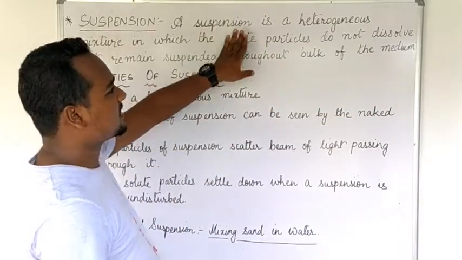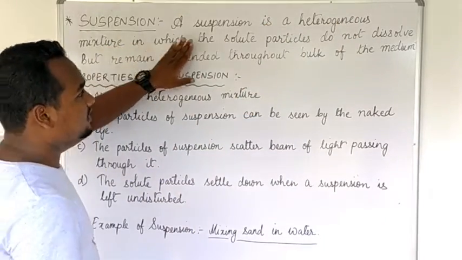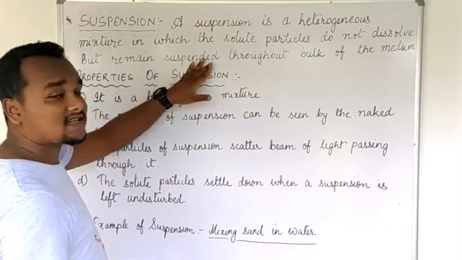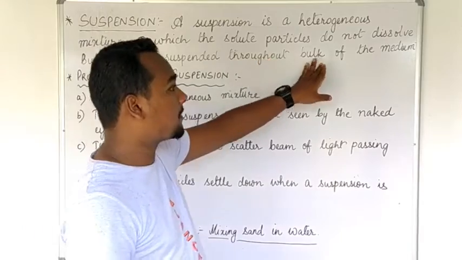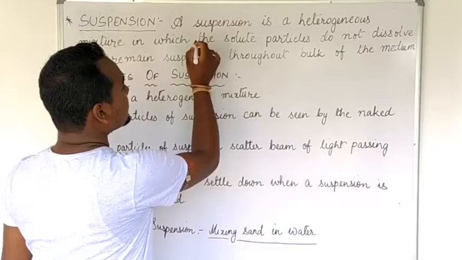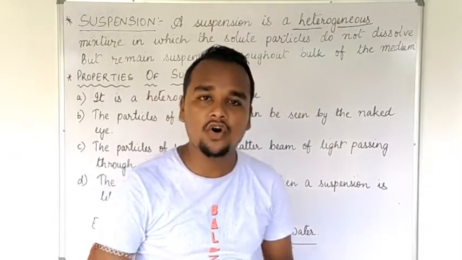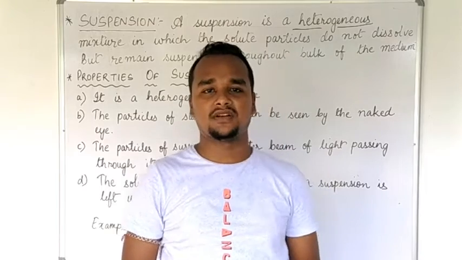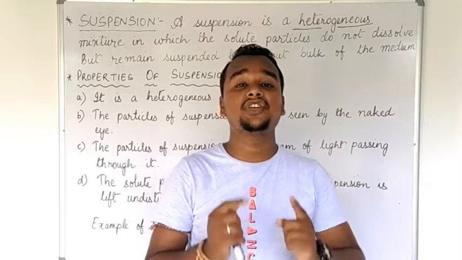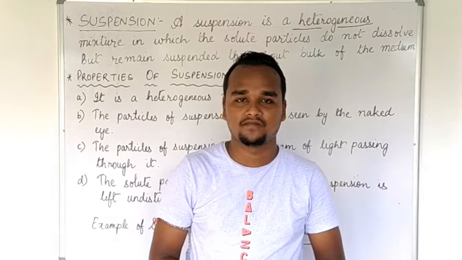A suspension is a heterogeneous mixture in which the solid particles do not dissolve but remain suspended throughout the bulk of the medium. So what is the thing to remember here? A suspension is a heterogeneous mixture. First of all, if you want to understand suspension, be clear that a suspension is a heterogeneous mixture. So what is the meaning of heterogeneous mixture?